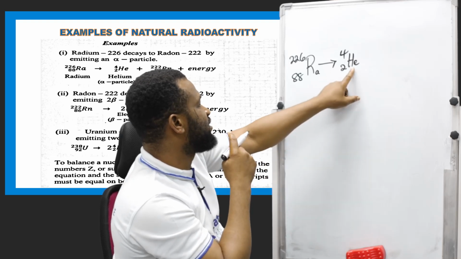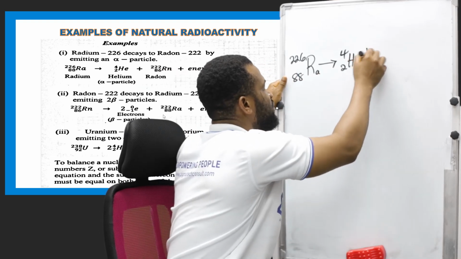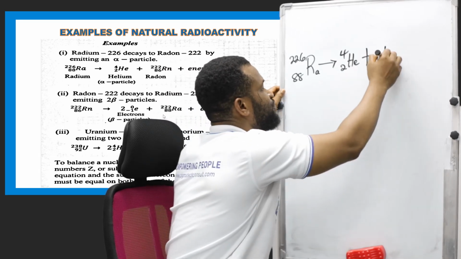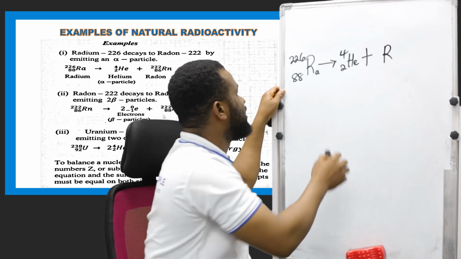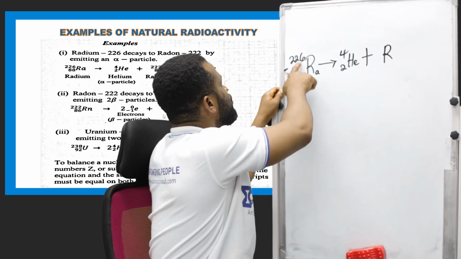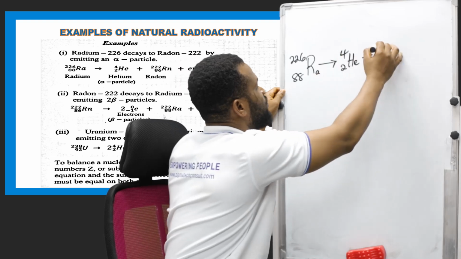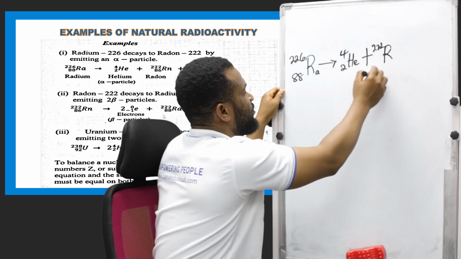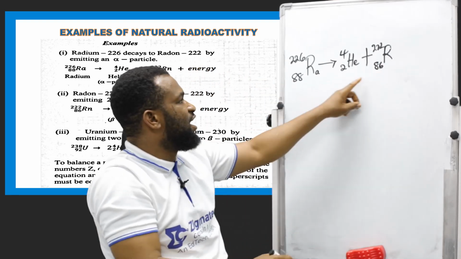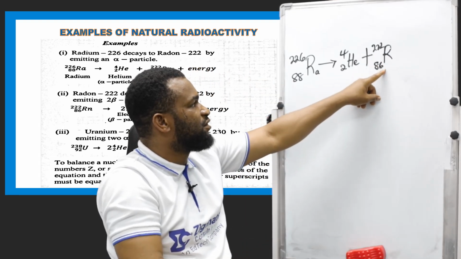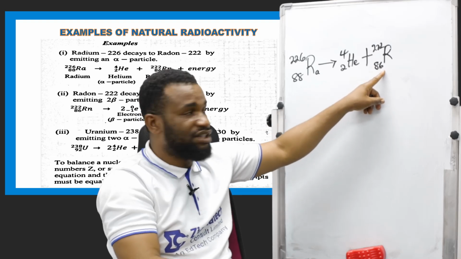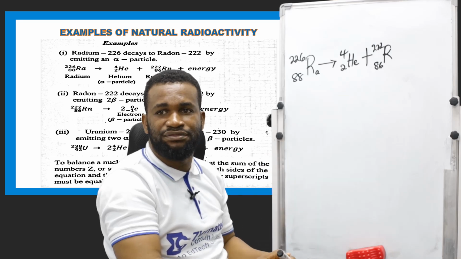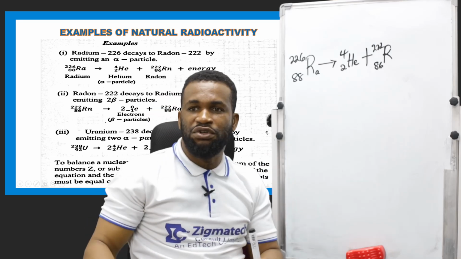So when it gives this out, we are going to have a new element formed, which is radon. And this is going to be 222, because 226 minus 4 is 222, while 88 minus 2 is going to be 86. So this is the new element that was formed as a result of this natural radioactivity. This is done spontaneously with the helium atom.